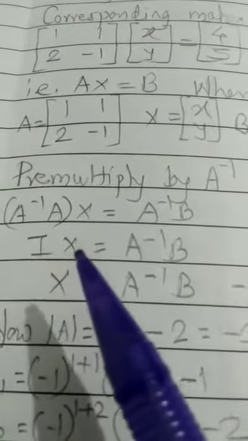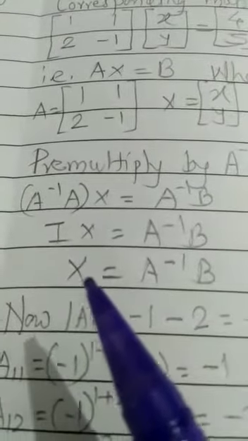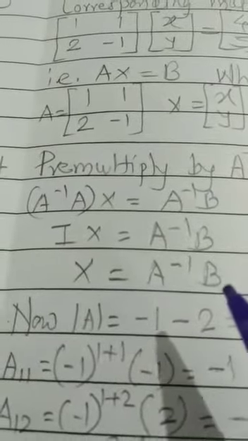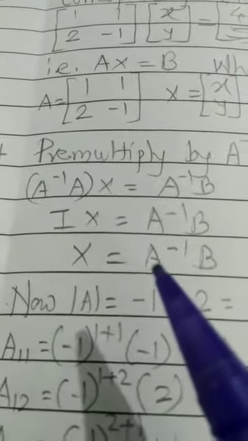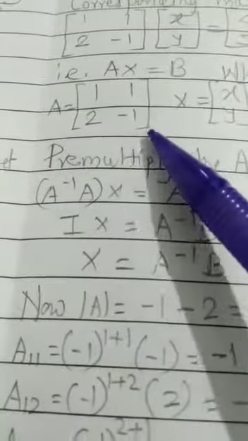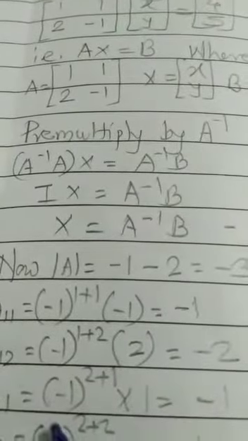This unit matrix into X will give you X. So we can have this X by multiplication of A inverse and B. So for that we have to get A inverse. Now the determinant of A is 1 into minus 1, minus 1, 1 into 2, 2. So minus 1 minus 2 is minus 3. Therefore A inverse exists.